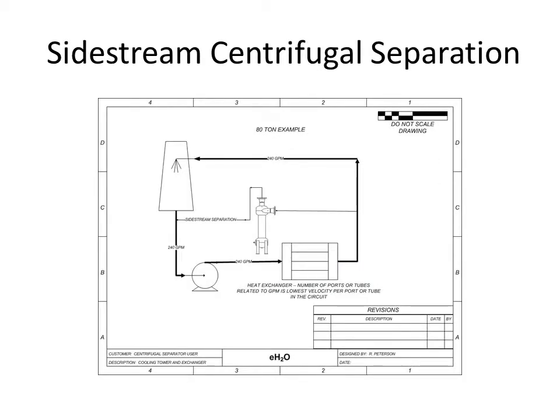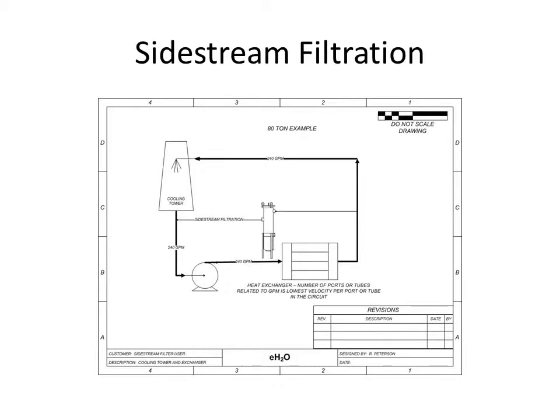This schematic shows the hydraulics of a simple 80-ton system with cooling tower and heat exchanger. It is side stream with a centrifugal separator that picks up large particulate. If the heat exchanger only had 90 ports or tubes, that would only be 2.6 GPM through each port, which is the lowest velocity of the entire circuit. Side stream filtration picks up smaller particulate, but still it's only side stream, and the heat exchanger has the lowest velocity.